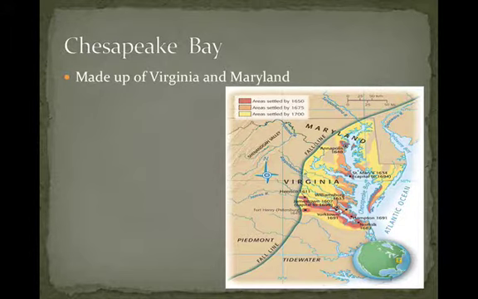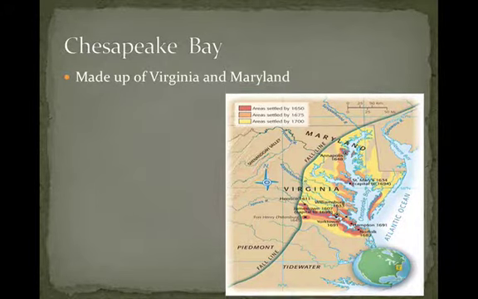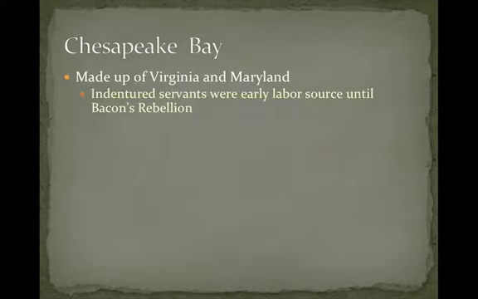Now, the Chesapeake Bay in particular, this is going to be made up of Virginia and Maryland. You're going to need to know this. Now, indentured servants are going to be considered the early labor source of these two colonies or this area known as Chesapeake Bay up until Bacon's Rebellion. We're going to talk about that a little bit later.